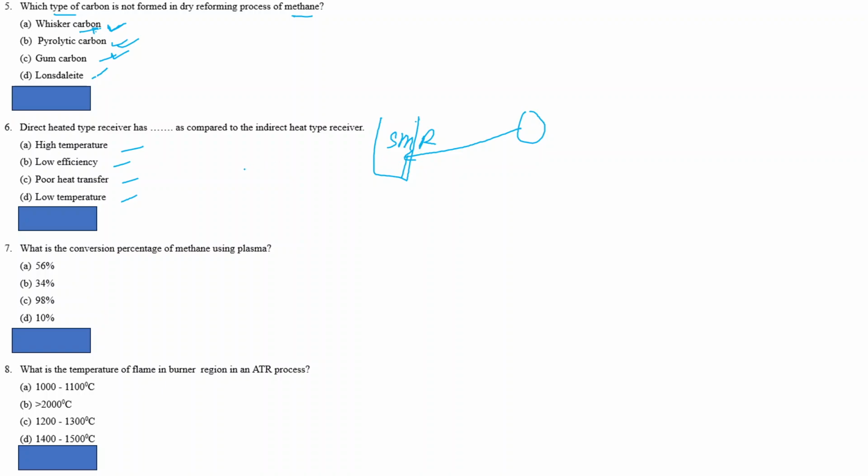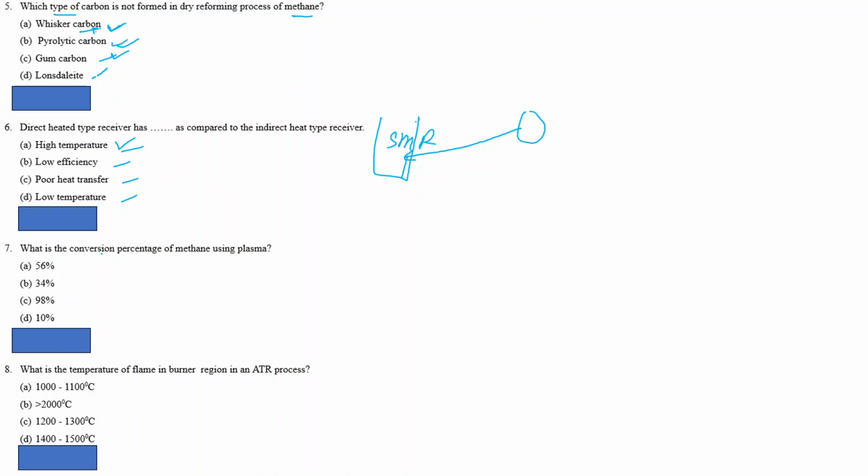This is the direct heat falling in the SMR reactor chamber. It has high temperature compared to the indirect heat. It would be high temperature because of the direct heated type receiver. The temperature will be high. Okay.